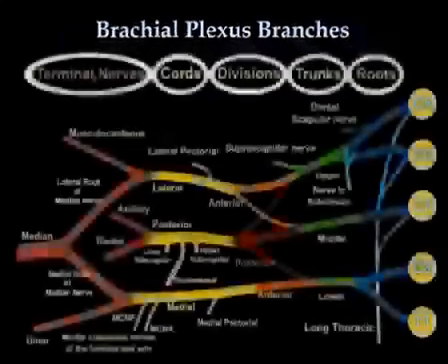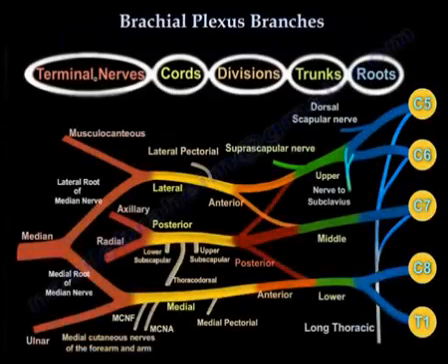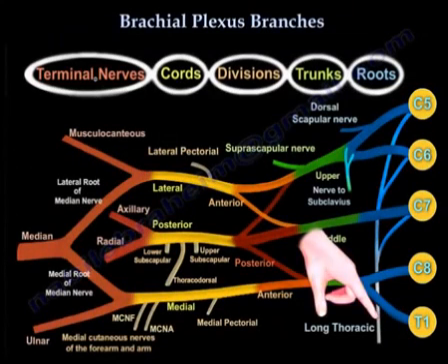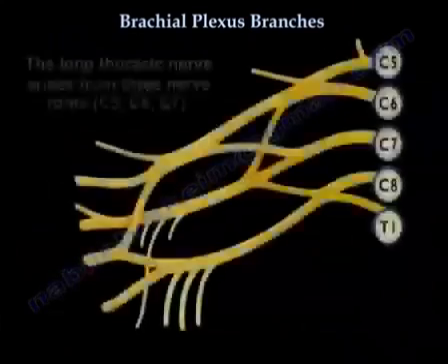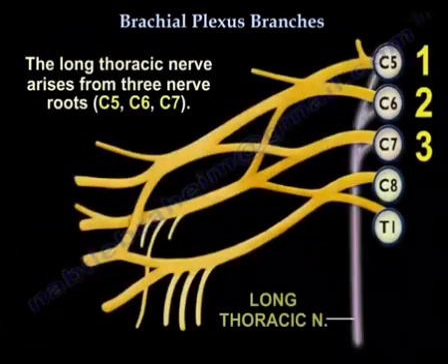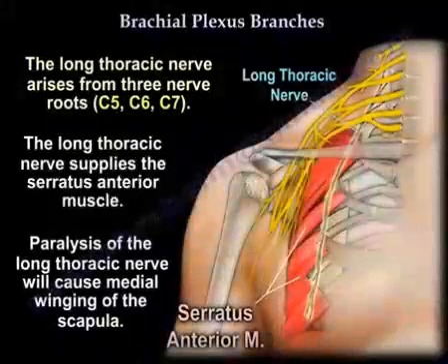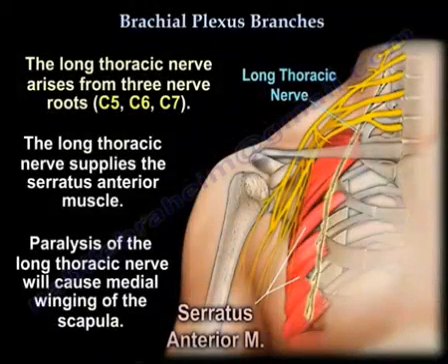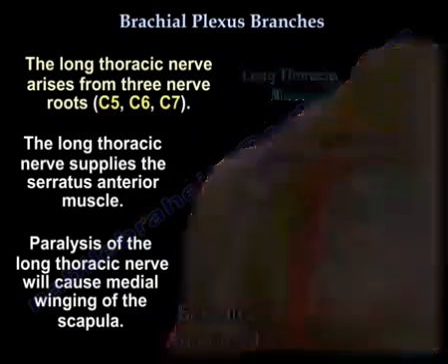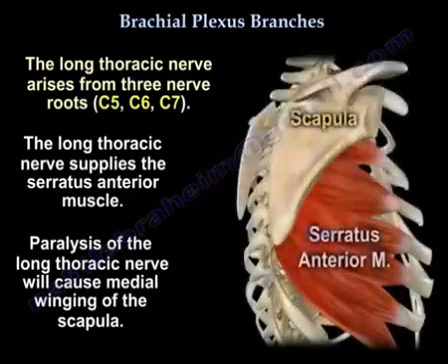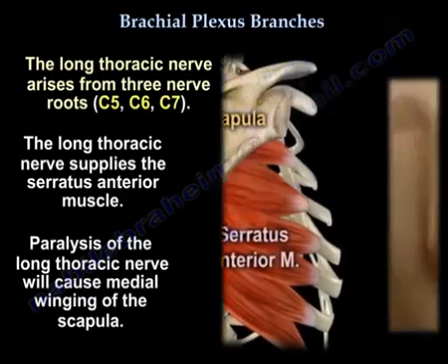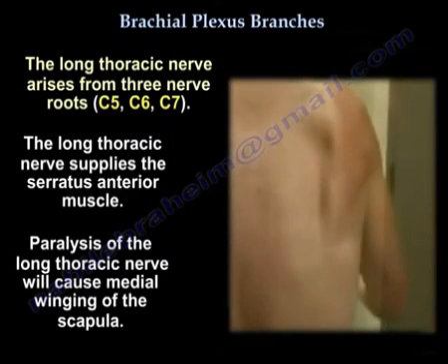Brachial plexus branches. What are the brachial plexus branches? The long thoracic nerve arises from three nerve roots, C5, C6, and C7. It supplies the serratus anterior, and paralysis of that nerve will cause medial winging of the scapula. Here you can see a picture of medial winging of the scapula.